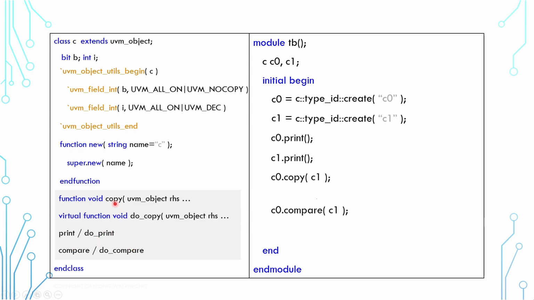The thing to note here is that copy, print, and compare functions are non-virtual functions, which means that they cannot be overridden by an extension class. Practically, it means that these functions are so well written that no one should attempt to override them. On the other hand, do_copy, do_print, and do_compare are virtual functions, and these are the ones that we should override in case we want to do something extra. By default, the do_print, do_copy, and do_compare functions do nothing in the original definition inside the UVM object class.